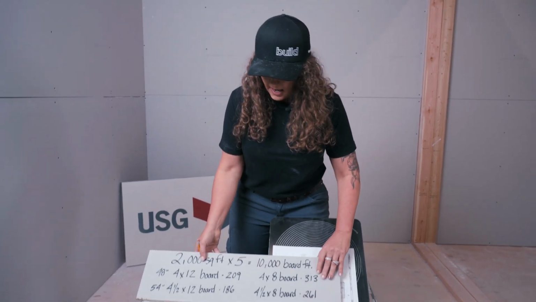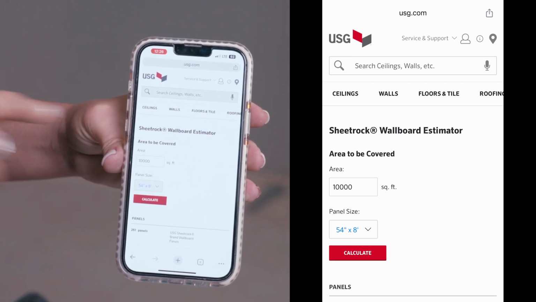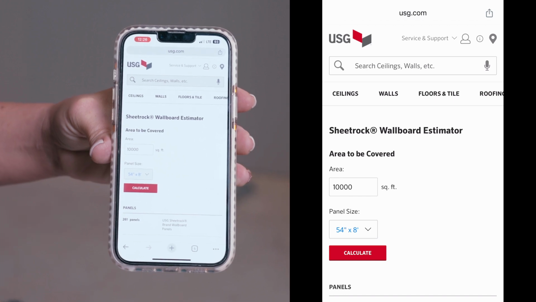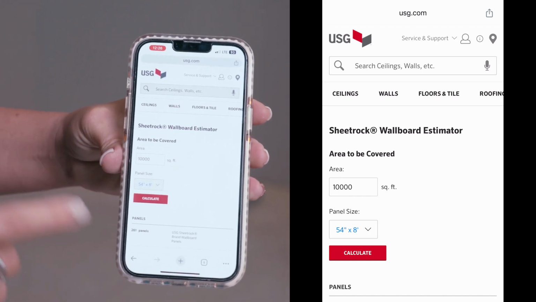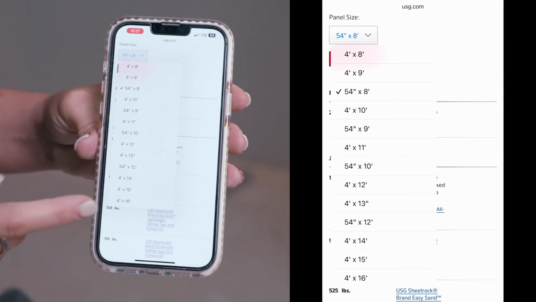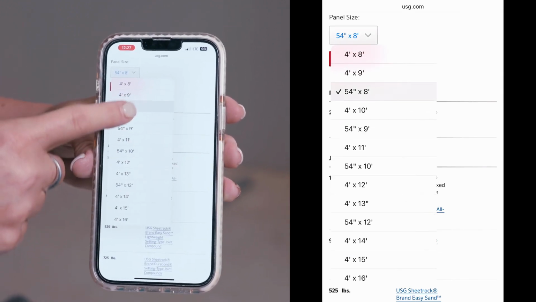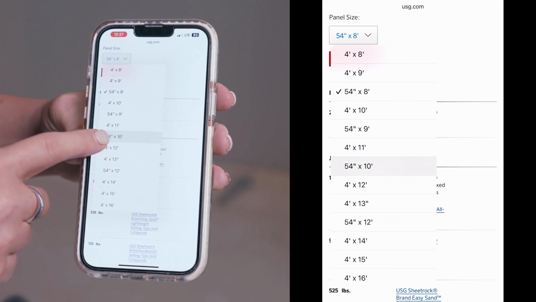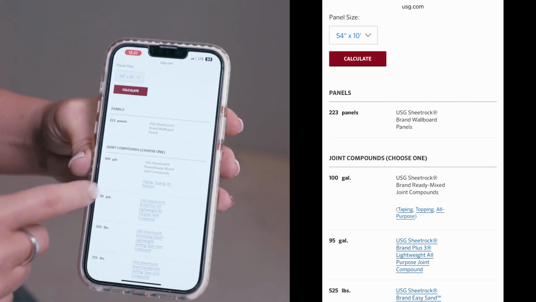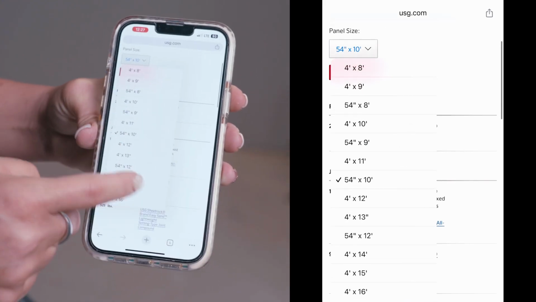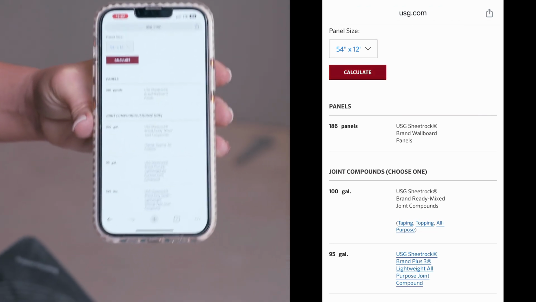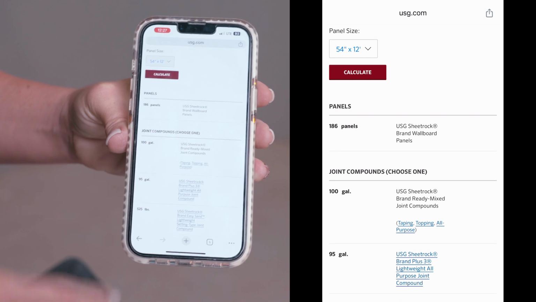You can also look at USG, which has a wallboard estimator here, and your area of square feet is not going to be floor footage. Again, we're going to go off of board footage here. So say we had 10,000 square feet, 54 times 8. It'll give me all of my calculations, and then you can also change what board you're using. So let's do 54 by 10. That would be 223 panels. Where is it? 54 by 12. Okay, that'd be 186. So as you can tell, it's the same formula they're using here with the times 5 to give you the numbers.